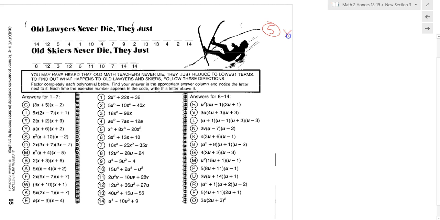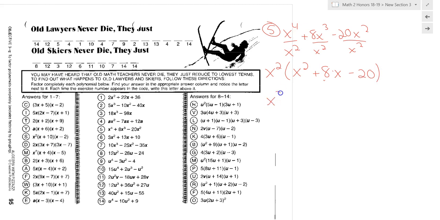x to the 4th plus 8x cubed minus 20x squared. So these don't have any coefficient in common, right? A greatest common factor there. But they do all have an x squared in them. So we're going to bring that x squared out in front. And we're left with x squared plus 8x minus 20.